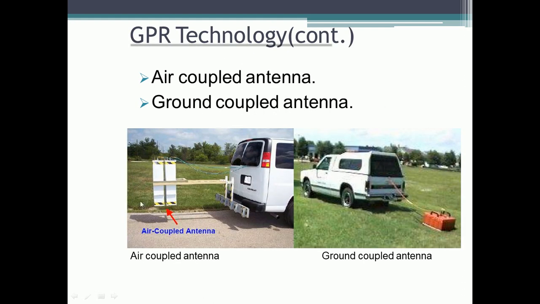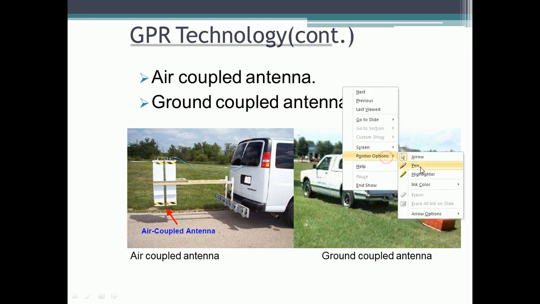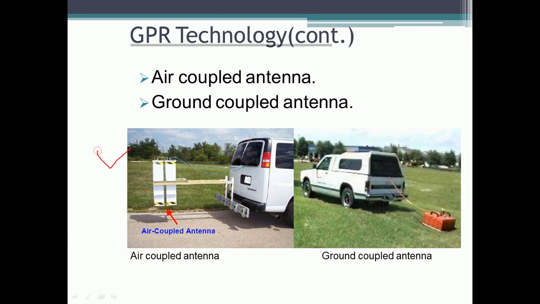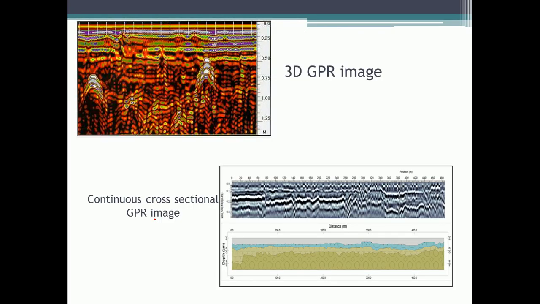You can observe here what we mean by air coupled and ground coupled antennas. In the first figure, this is air coupled, it is not touching the road surface. This is the ground coupled antenna. Based on the requirement, because electromagnetic waves are transmitted, there is no restriction to use only one type of antenna. There are two types of antennas available, and whichever is required and suitable, we can use.